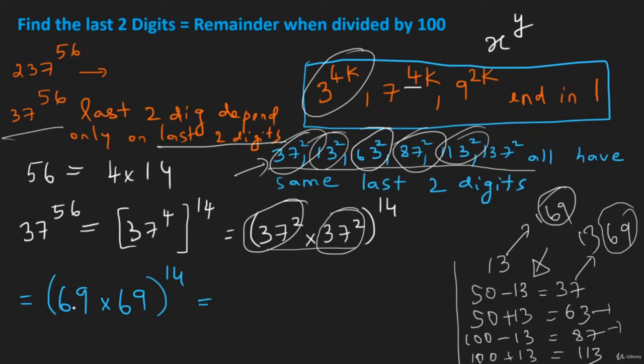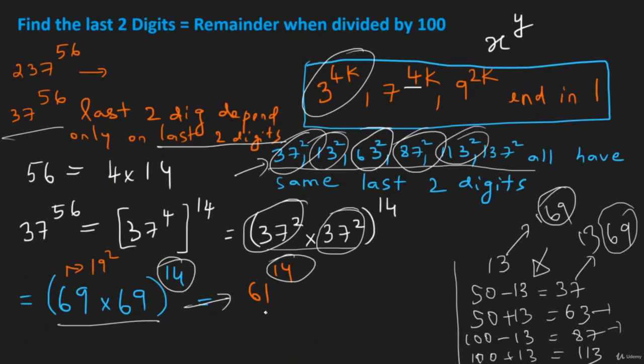So we have seen that 69 square will have the same last two digits as 19 square. Now 19 square is 361. So instead of 69 square, I'll just write 61, right? And then I have a power of 14 over here. So I write 14 over here. And remember, I can write it like this because I'm only taking the last two digits, because last two digits depends only on last two digits.